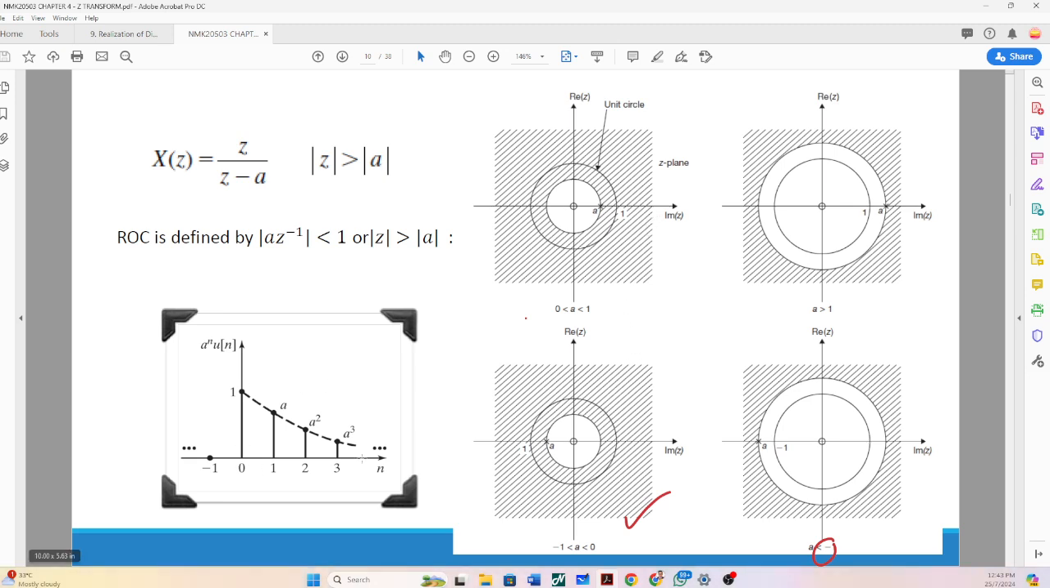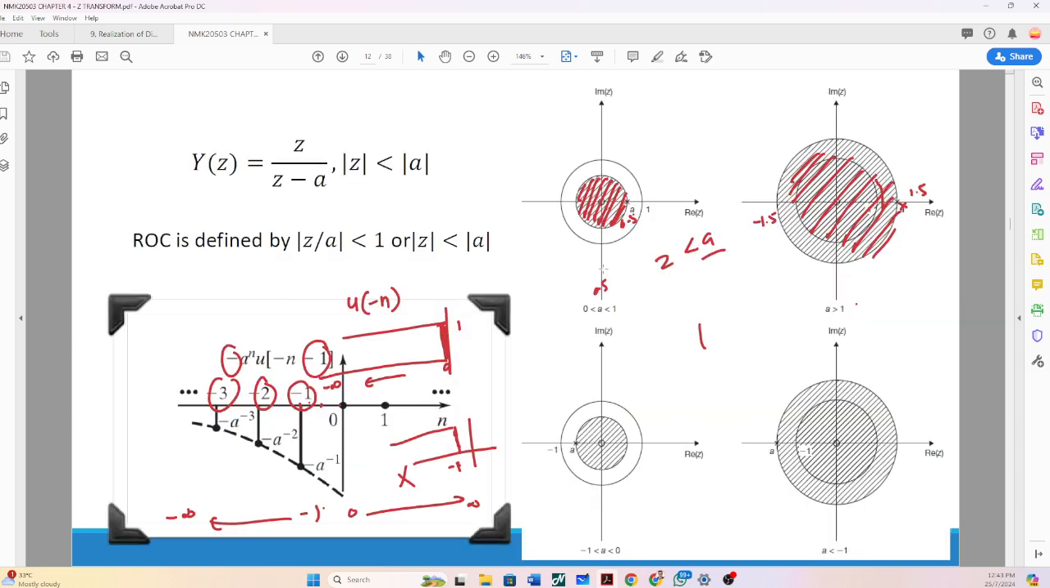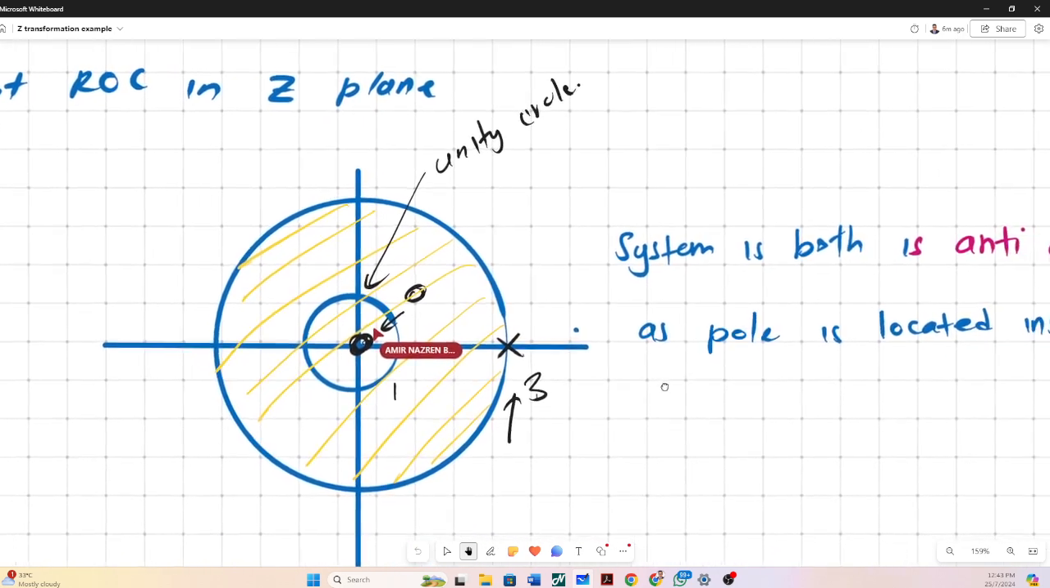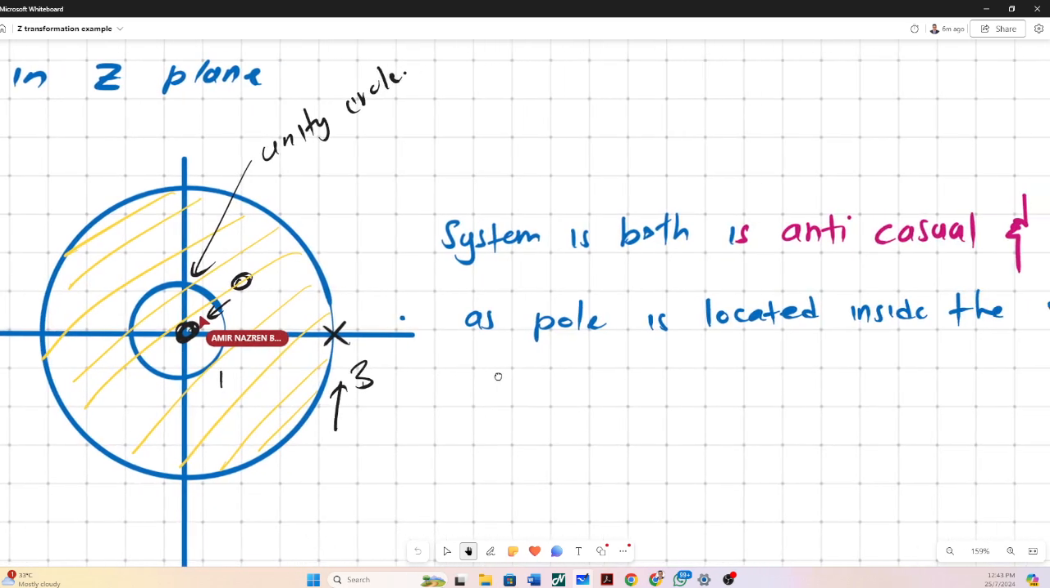So for a signal at the positive side, we shade outside the circle, and for the condition when z is less than a, at the left side, we need to shade inside the circle. So for this exercise, we know that the signal is at the left side, so we shade inside the circle. Right? That's important.